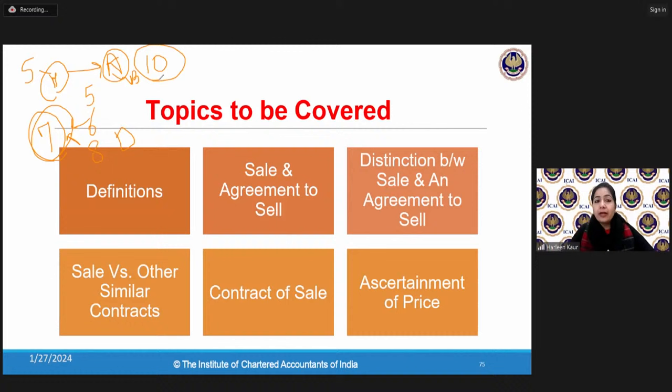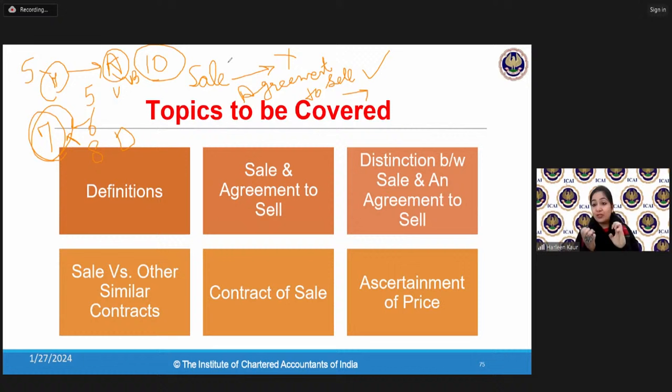Have I made a sale? Was there any sale between Harleen and Mr. Anand? Something, a transaction related to sale has happened, but no, ma'am, there was not an actual sale. But I have made an agreement to sell. I have made him a promise that after 10 days, I am going to give this particular shoe to you. In such a case, where the seller has agreed to sell the goods and the buyer, Anand, has agreed that he will come and buy the goods from my shop, this kind of arrangement is known as agreement to sell.